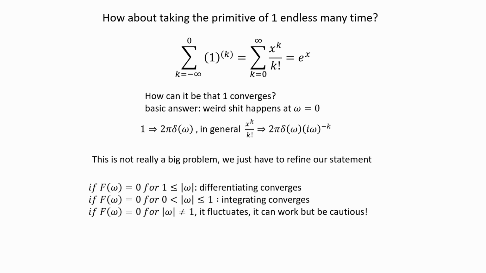Now, we actually have information about to which properties a function must hold to have certain other properties. If the Fourier transform is 0 for the modulus of omega being bigger than 1, then differentiating converges. If we have that the Fourier transform of a function is 0 for the modulus of omega between 0 and 1, then integrating converges. And if it's only non-zero at exactly 1, then it fluctuates. An example of this is the sine. If you differentiate it or integrate it infinite amount of times, it will just look back on itself. So these are stable in a way.